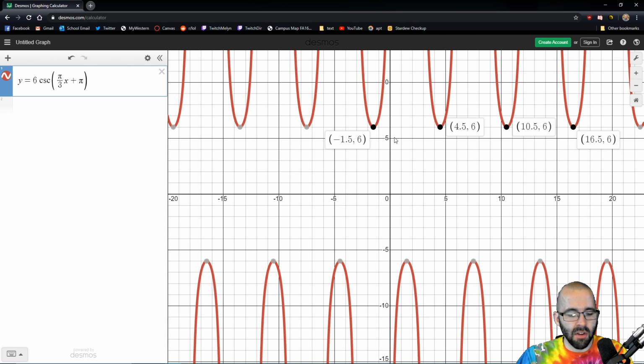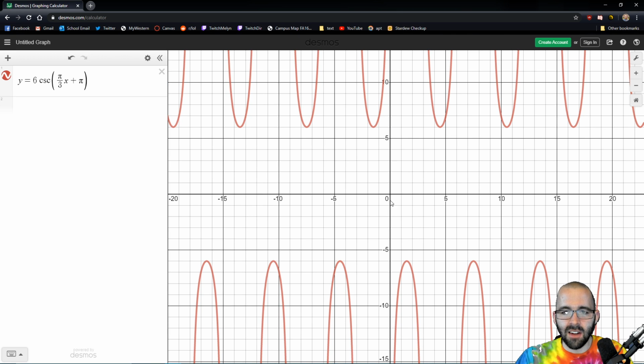The phase shift was 3 to the left, which is c divided by b. And the asymptotes are at 0. Yep, there's an asymptote at 0. 3, yep, there's an asymptote at 3. 6, yep, there's an asymptote at 6. 9, yep, asymptote at 9.